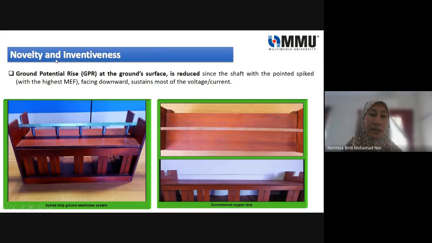So other than those two novelty and inventiveness, as I explained before, you can see that this will be installed downward. So it means that most current and most voltage will be focused towards the lower parts of the soil. Because of this, the ground potential rise, in other words the voltage at the lower part, would be higher than at the upper part. So this will be an advantage in terms of safety, where most currents will be discharged downward.